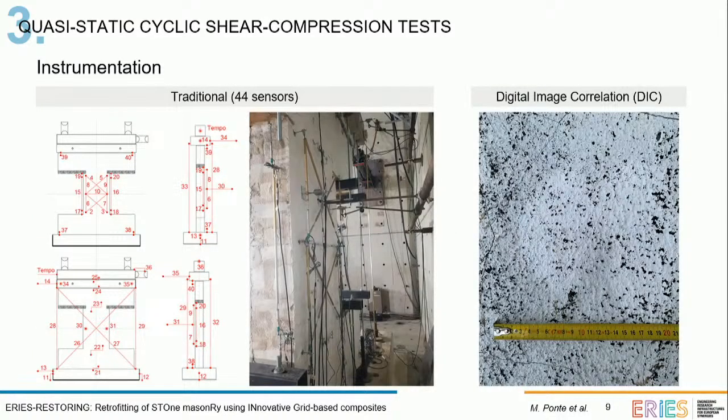The instrumentation applied was traditional instrumentation, made of 40 sensors applied mainly on the back facade of the specimens, and then on the front facade of the specimens, which we could see during the test, we used digital image correlation through this scattered pattern of black dots.